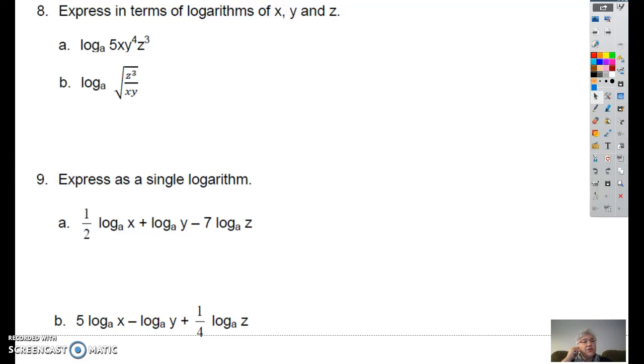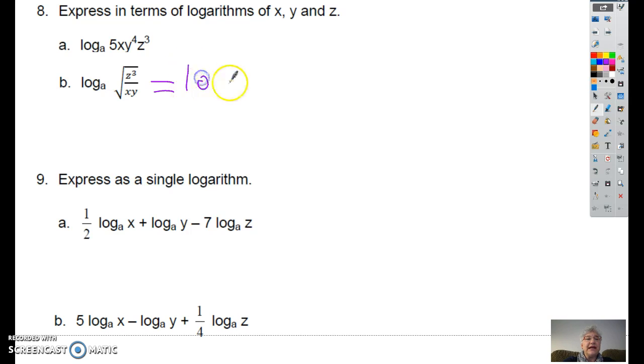This is part 2 of our first log lesson. Problem 8a was done on part 1 of this video, so I am continuing and I guess restarting 8b. So I've got the original equation. It is in radical form. I want to change it to rational form.